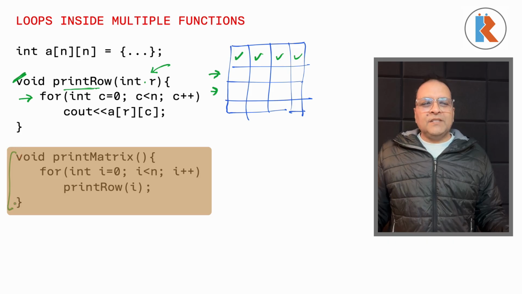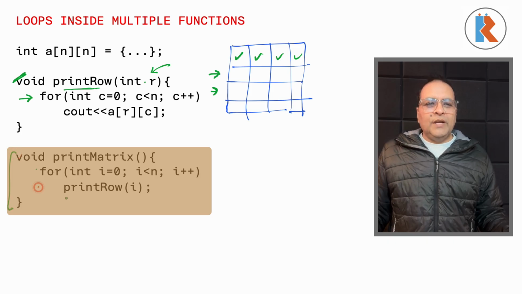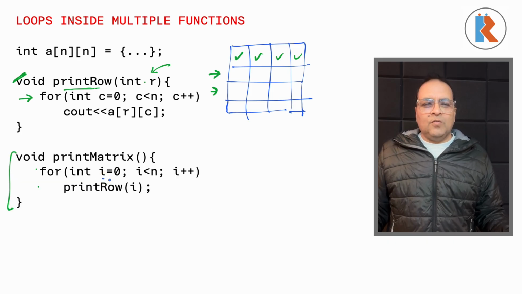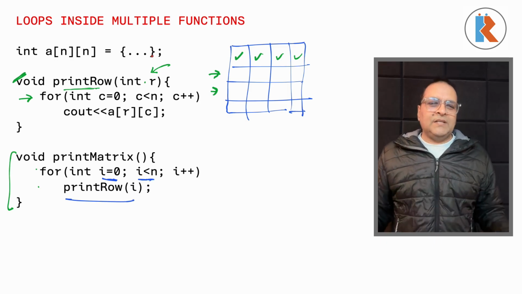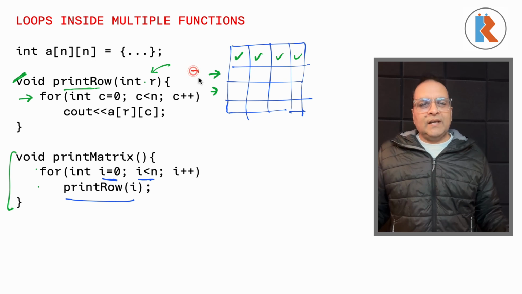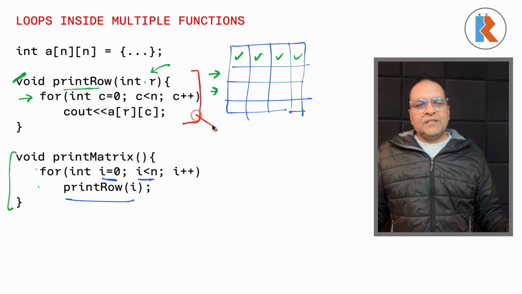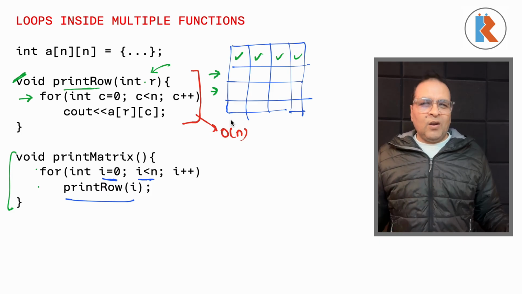What the print matrix function does is that for every row, it will call this print row method. So for row starting from 0 to n minus 1, it will call the print row method. Now let us look at the time complexities. It is fairly simple to say that the time complexity of print row function is big O of n, where n is the number of columns in a row.